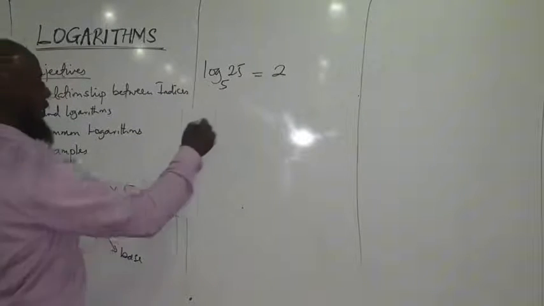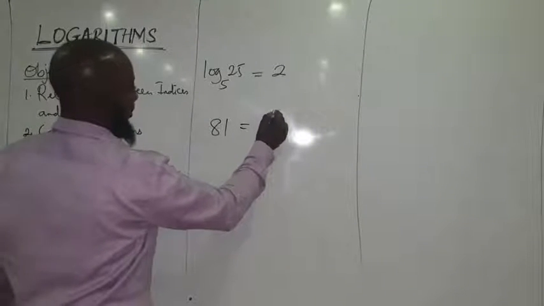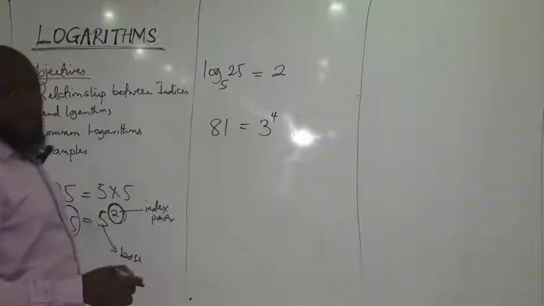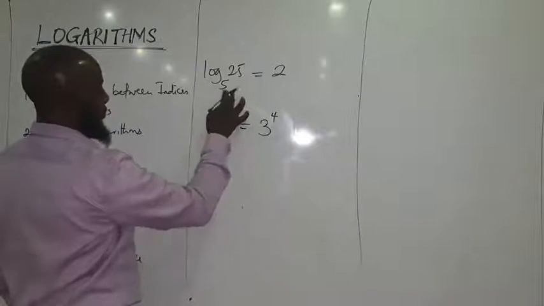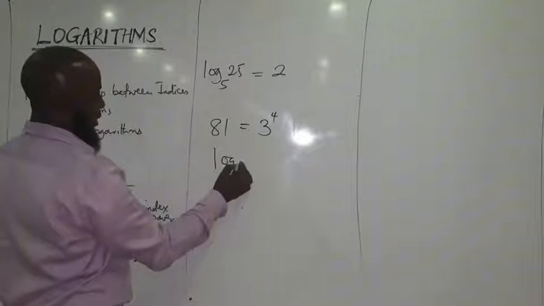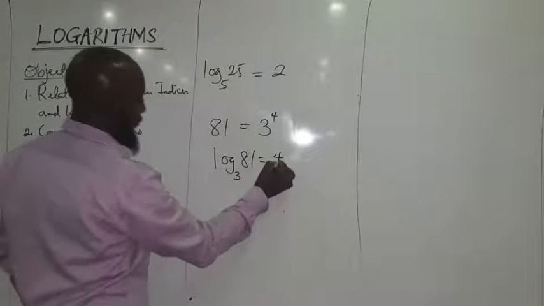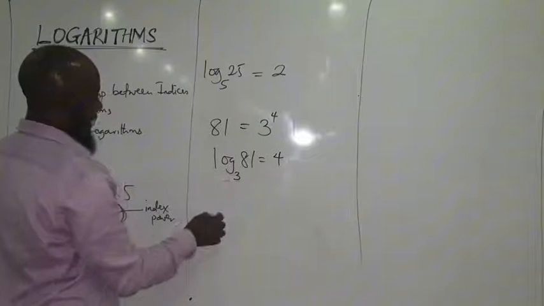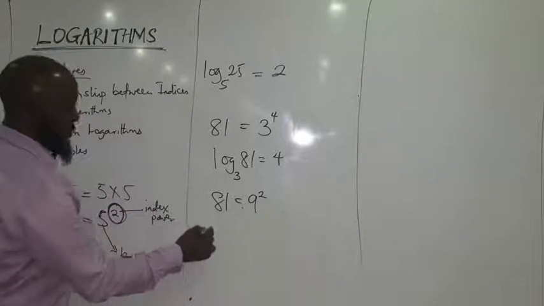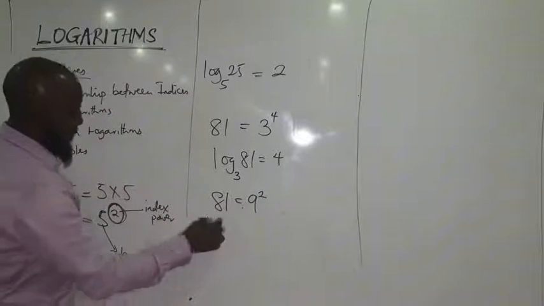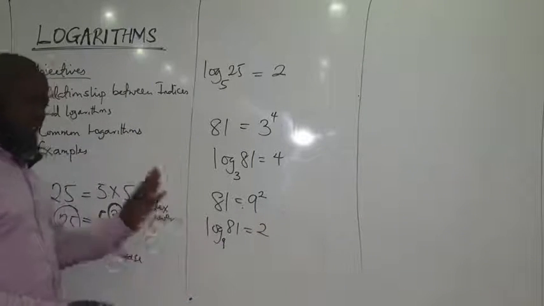Another example is this 81, which could be 3 raised to power 4 or 9 raised to power 2. So if we want to write this in log form, that's going to be log 81 base 3 equals 4. And at the same time, 81 could also be 9 squared, which means log 81 into base 9 equals 2. You can see the relation between the two.